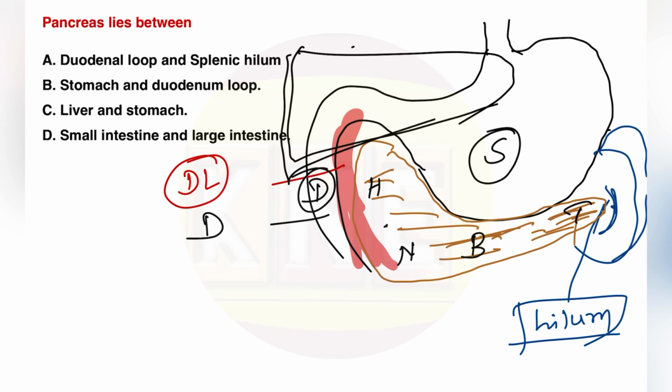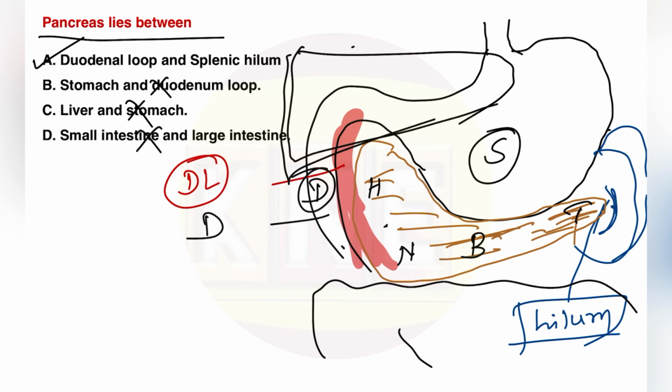So where does the pancreas lie between? Which option do you have to take? The duodenal loop and splenic hilum is the right answer. Stomach and duodenal loop, no, this is the wrong answer. Liver and stomach, no.